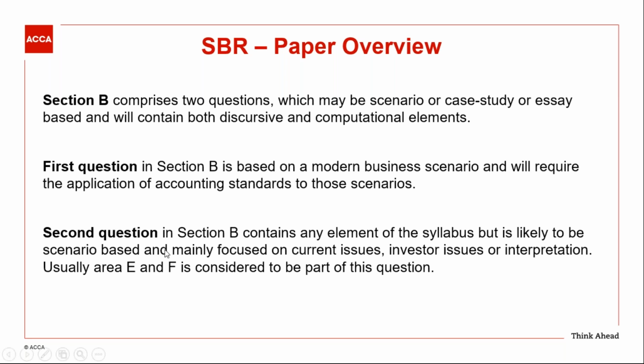The next question in section B contains any elements of the syllabus. The examiner is not restricted in giving you a question and is open to asking from any part of the syllabus, but in this case the main focus is the interpretation of financial statements. Usually areas E and F of the SBR syllabus are discussed in this section, so you might be asked to interpret the financial statements.